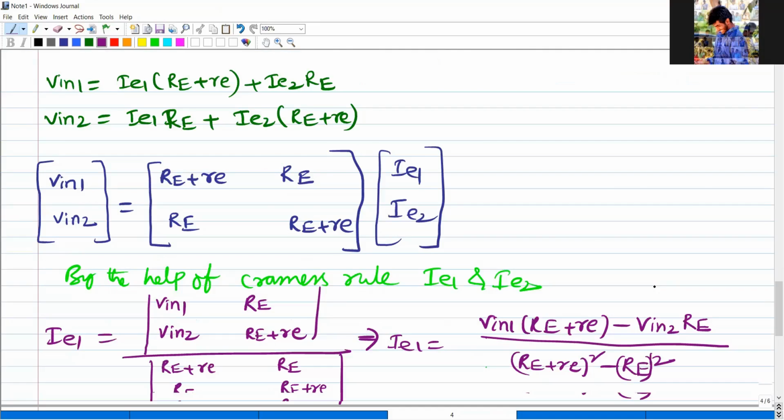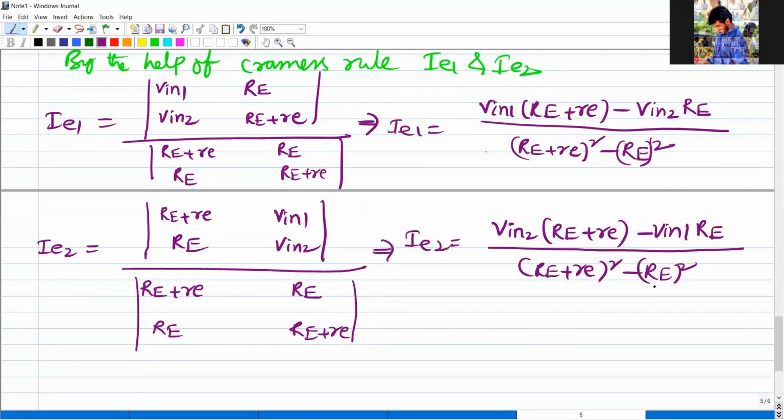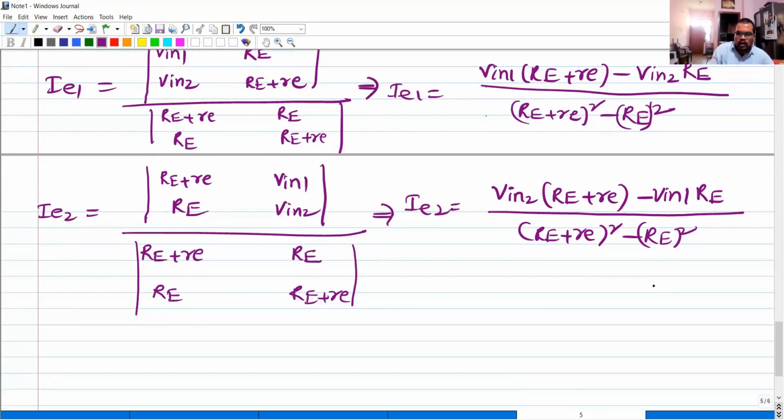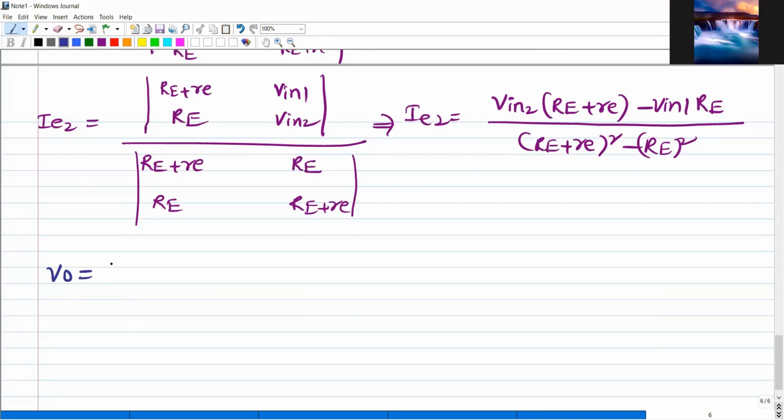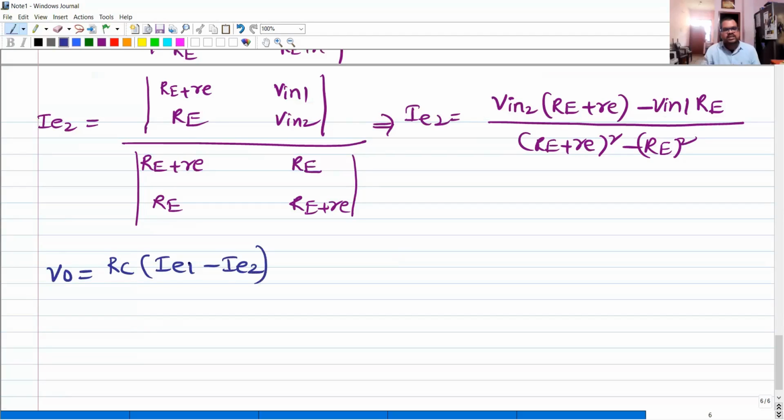V0 is equal to RC. Here, tell me the equation. V0 is equal to RC into IE1 minus IE2. V0 is equal to RC into IE1 minus IE2. Right?